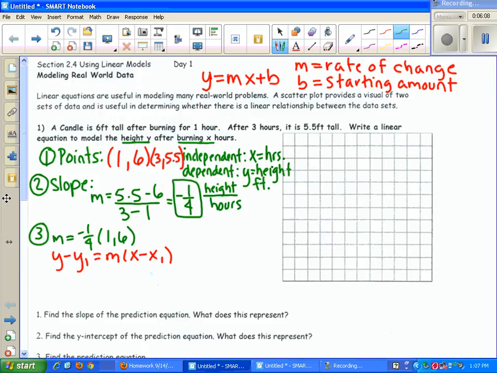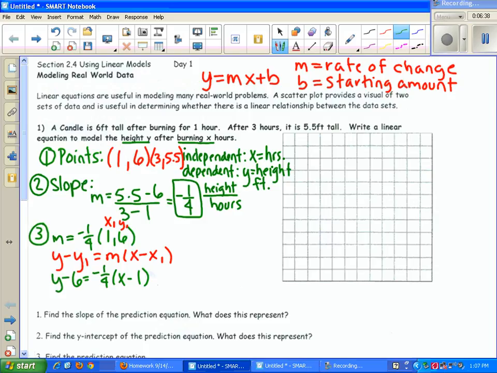So now I have to just go ahead and plug in my numbers into the formula. So y minus y1, so this is x1 and y1. So y minus 6 equals my slope, -1/4, times x minus x1, which is 1. So I'm not finished yet, so the next part I want to do is just go ahead and solve this and put it into slope-intercept form.